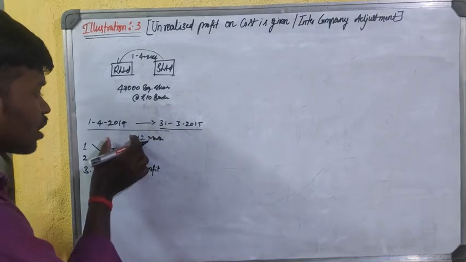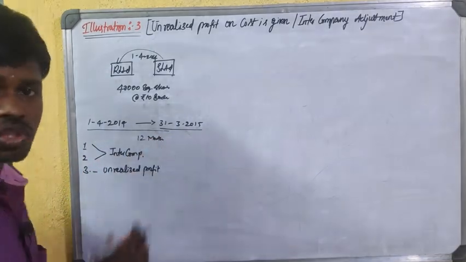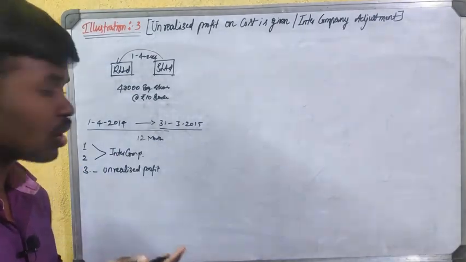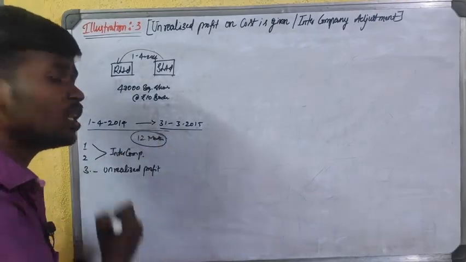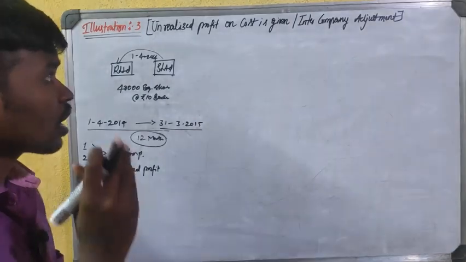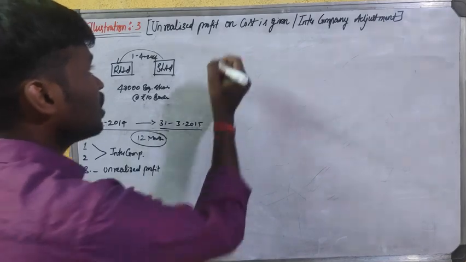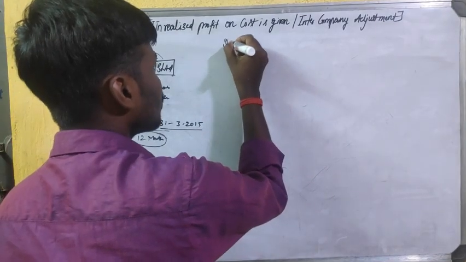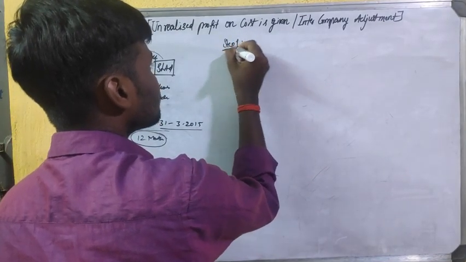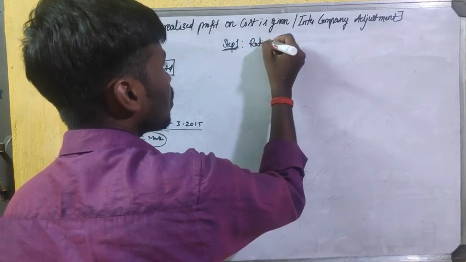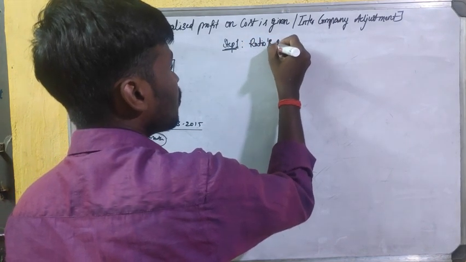There is no pre-acquisition period given, and no post-acquisition period is given in this problem. So there is no pre-acquisition period and no post-acquisition period. Therefore we have to consider the total 12 months. Okay, so according to the principle of preparation of the consolidated financial statement, what is the first step? That is computation of a ratio or ratios of holding.